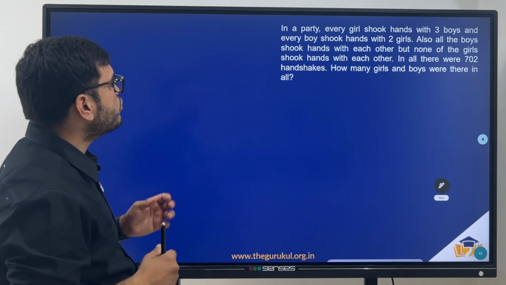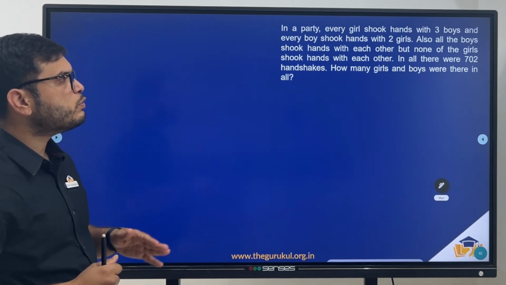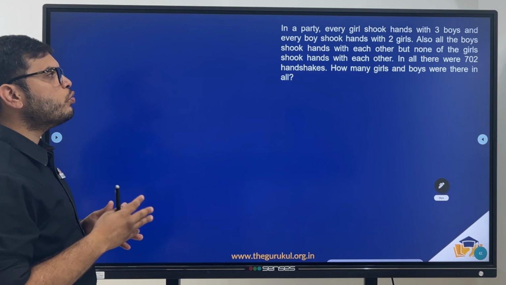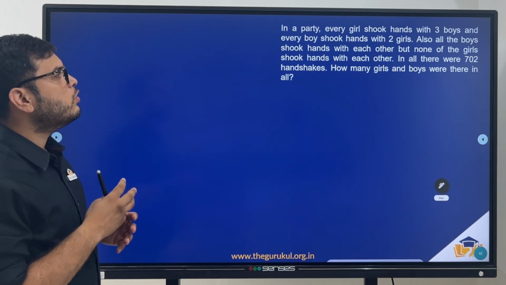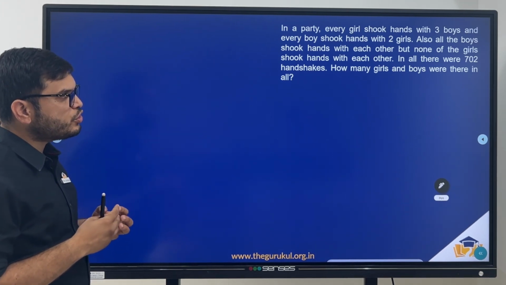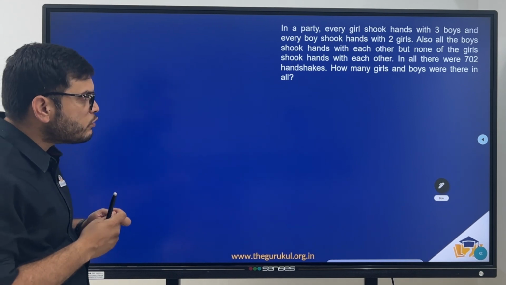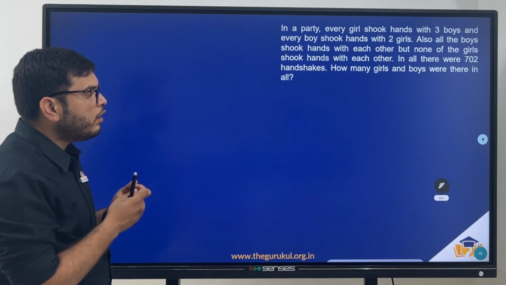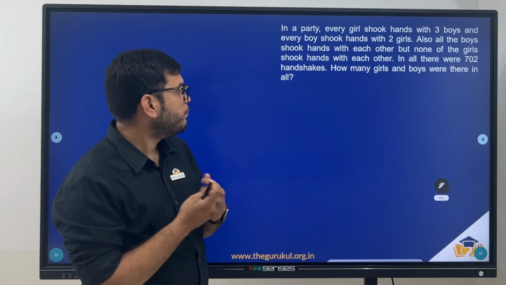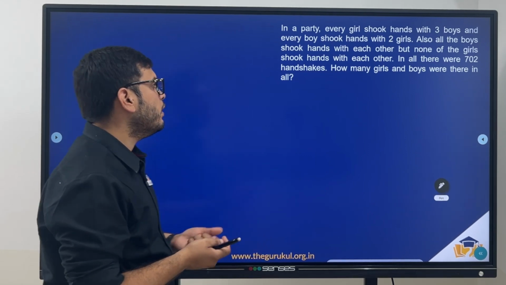Now coming to the third question. In a party, every girl shook hands with 3 boys and every boy shook hands with 2 girls. Also, all the boys shook hands with each other, but none of the girls shook hands with each other. In all, there were 702 handshakes. How many girls and boys were there in all?